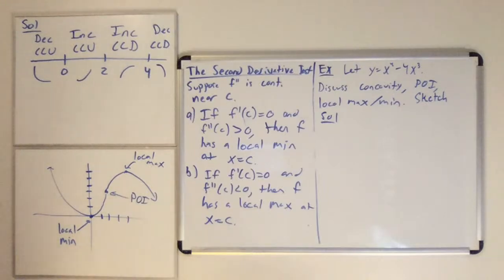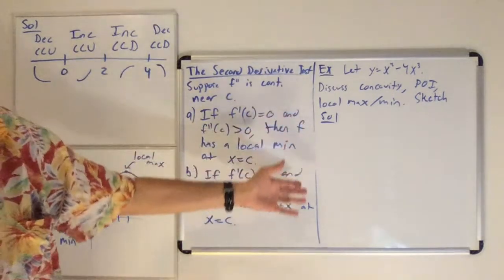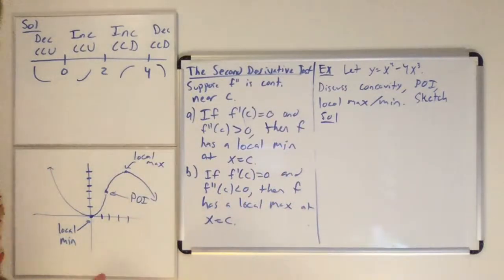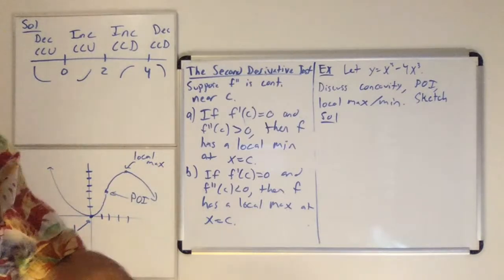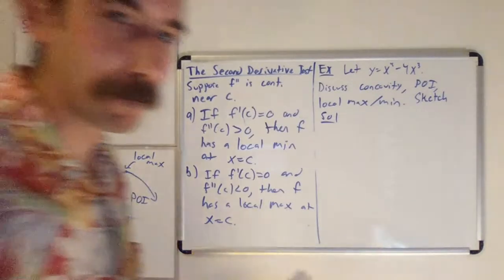For these curve sketching questions, we're always going to start by taking the derivative, taking the second derivative, finding when they're positive, finding when they're negative, and finding when they're zero.